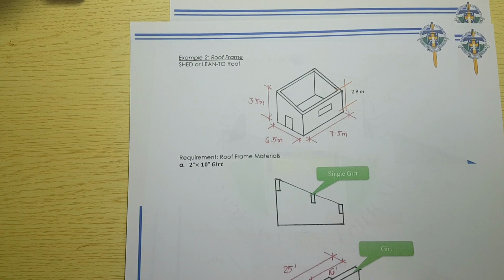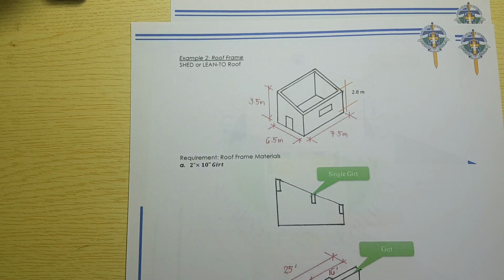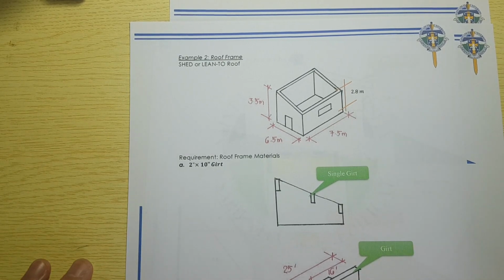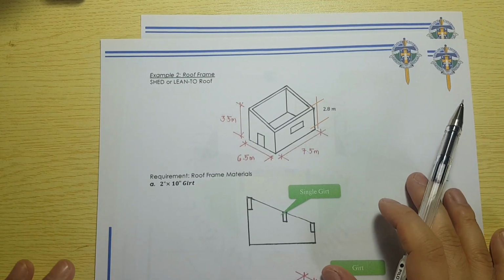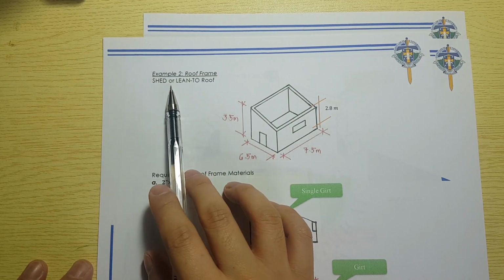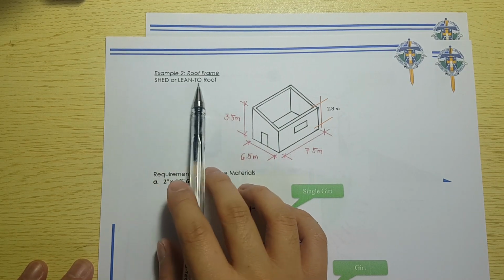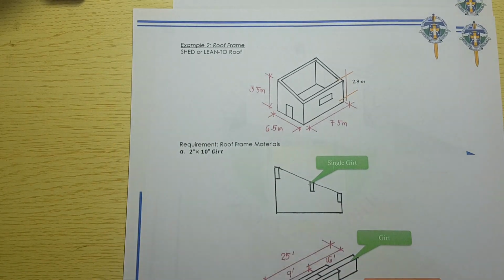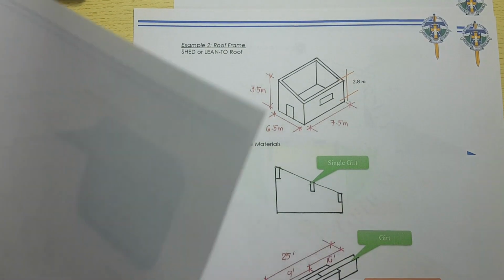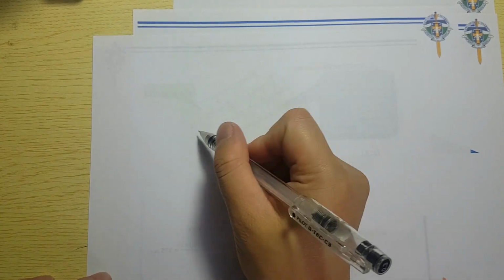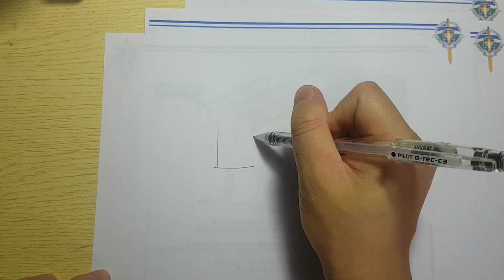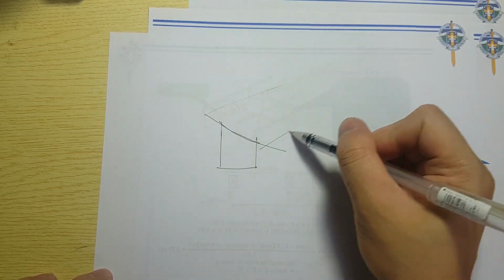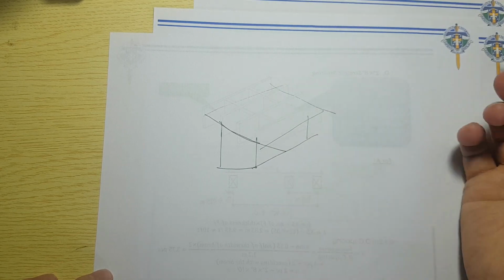So for this video, we're going to try to estimate the woodworks for a roofing system. Specifically for this problem, it is a lean-to or shed type of roofing system, wherein you have a one-sided slope. So if this is the structure, the roof is one-sided.